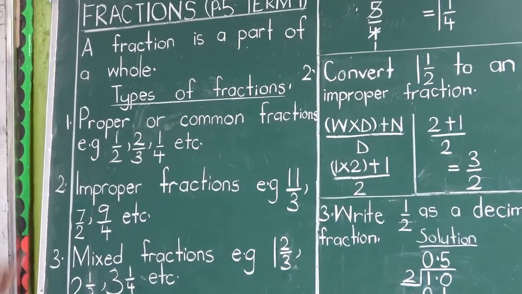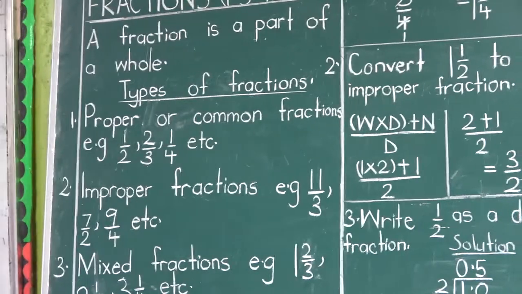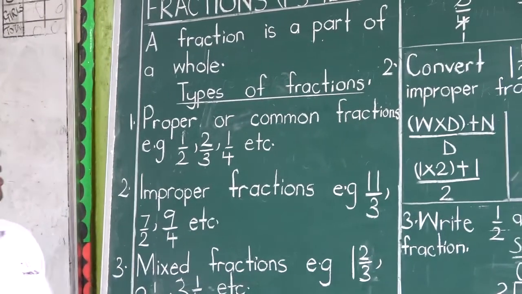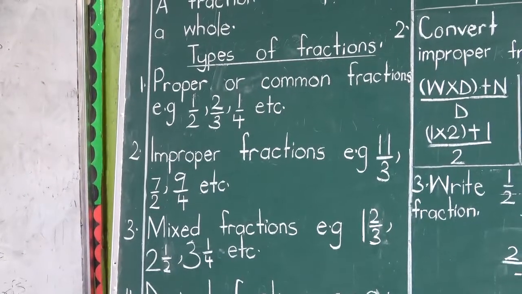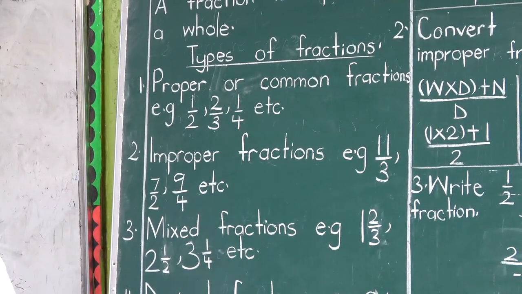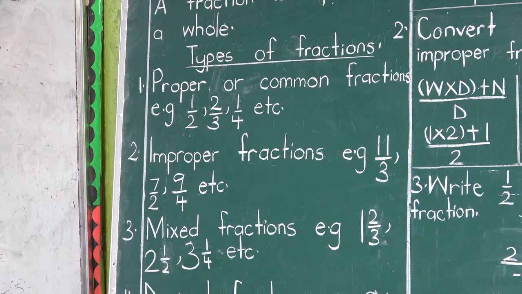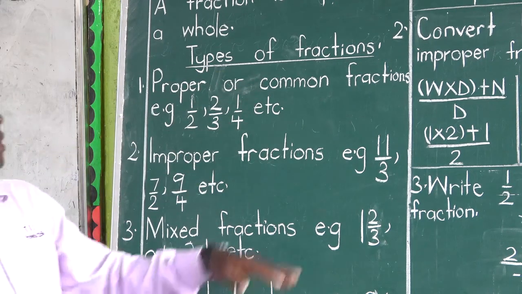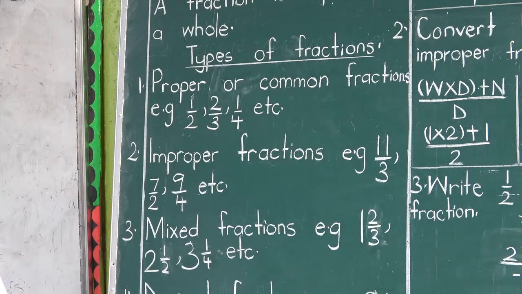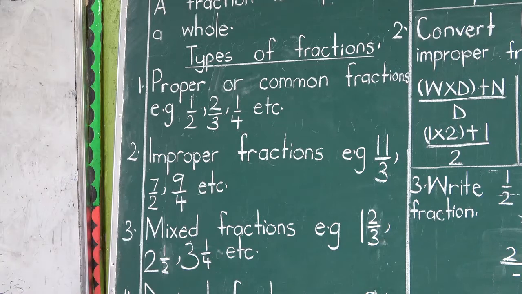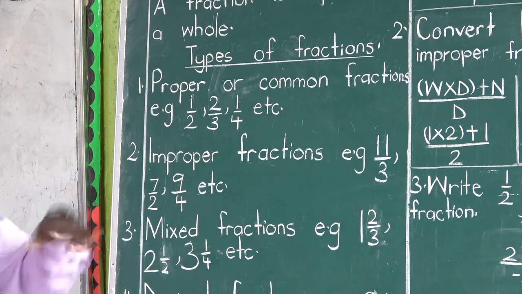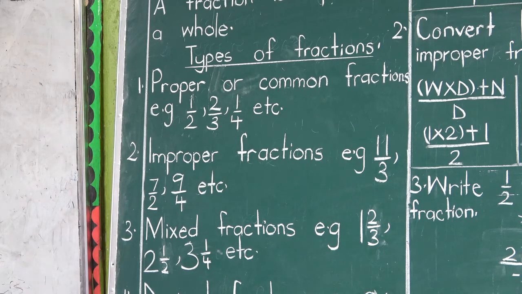Then the opposite is improper fractions, where the numerator is greater than the denominator. So an improper fraction has a numerator greater than the denominator. The upper number is greater than the downer one. You see 11 out of 3, 7 out of 2, 9 out of 4, 8 out of 3, and so on. Those are improper fractions.